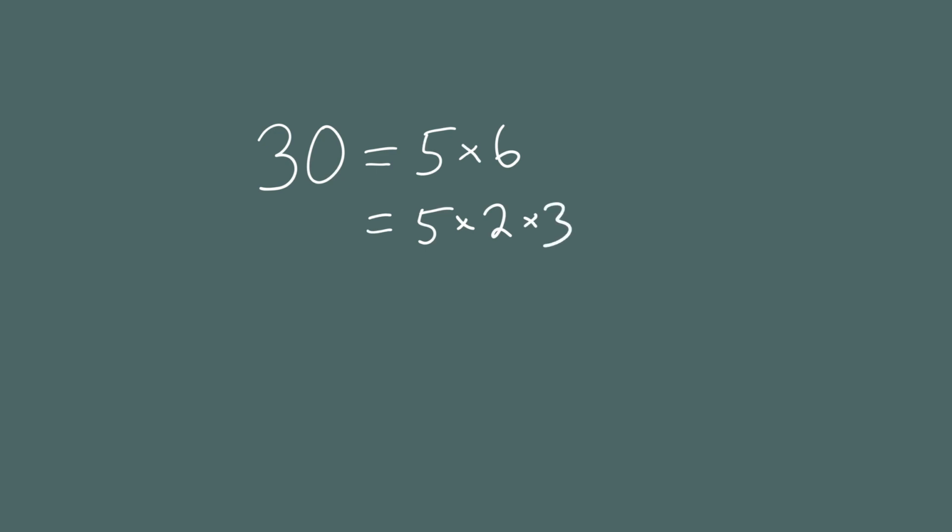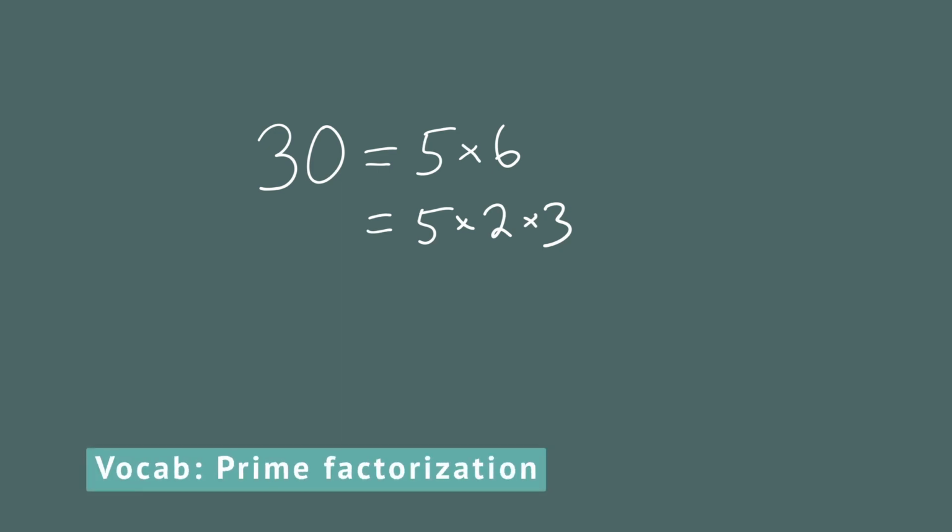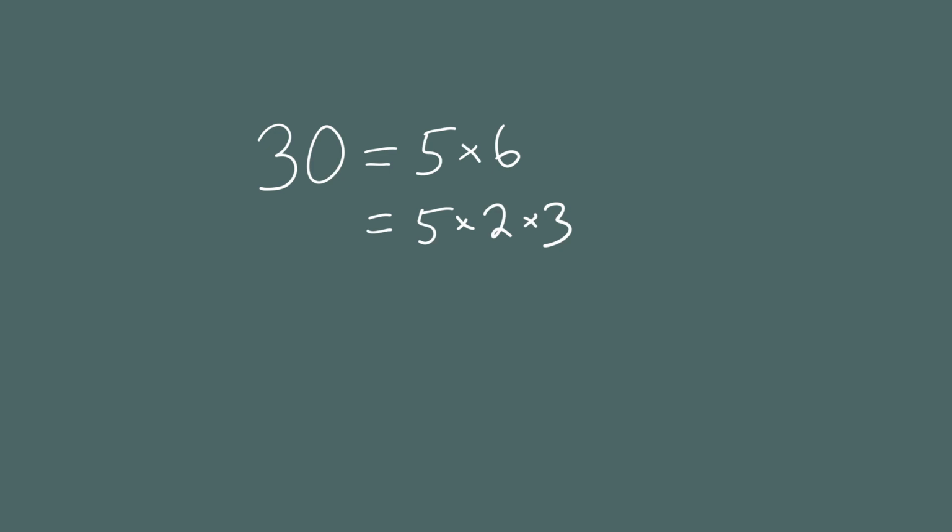So 30 is 5 times 2 times 3. Now these three integers, 5, 2, 3, cannot be written as a product of smaller numbers. They're prime numbers, so we're actually done. So the prime factorization of 30 is 5 times 2 times 3. Now you can write the product on the right-hand side in any order you want, but what you typically do is write it from the smallest prime number to the largest. So this is the prime factorization of 30.